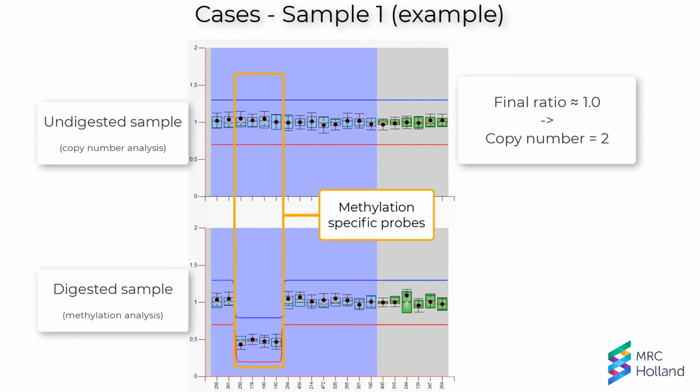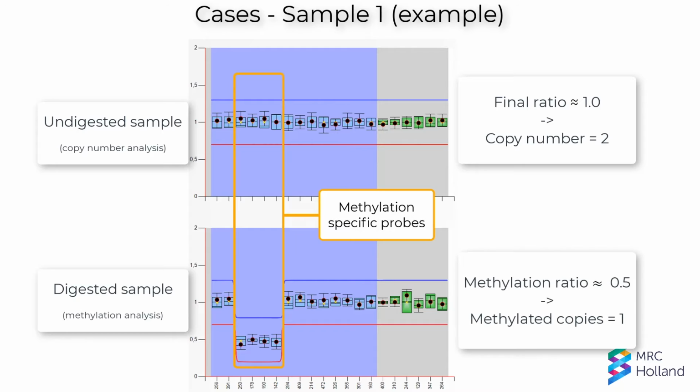Now that we know the copy number, we turn to the digested sample. A methylation-specific probe can only generate a signal when its target sequence is methylated, so a methylation ratio of 0.5 means that 50% of the target sequence of a probe is methylated. As this particular sample has 2 copies and a methylation ratio of 0.5, the number of methylated copies in this sample is 1. Given the fact that this sample is derived from a healthy individual, it is no surprise that the results are similar to those of the reference samples.